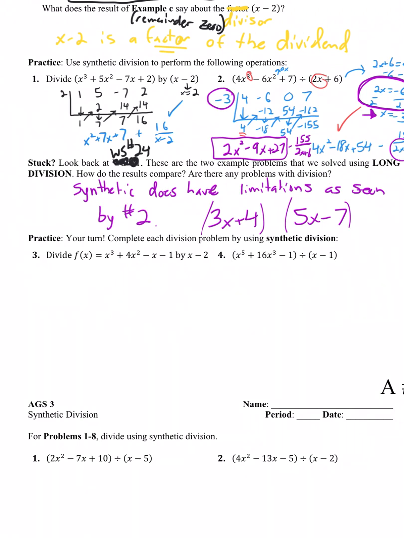x cubed plus 4x squared minus x minus 1. Divide that by x minus 2. And then we have x to the 5th plus 16x cubed minus 1. So this one's going to need some placeholders because we're supposed to have 6 terms here. We only have 3. So that one will definitely need placeholders. But try those last two, and then you can get started on the assignment if you want before we go over these last two. But try them out now, and we'll talk about them in just a minute here.